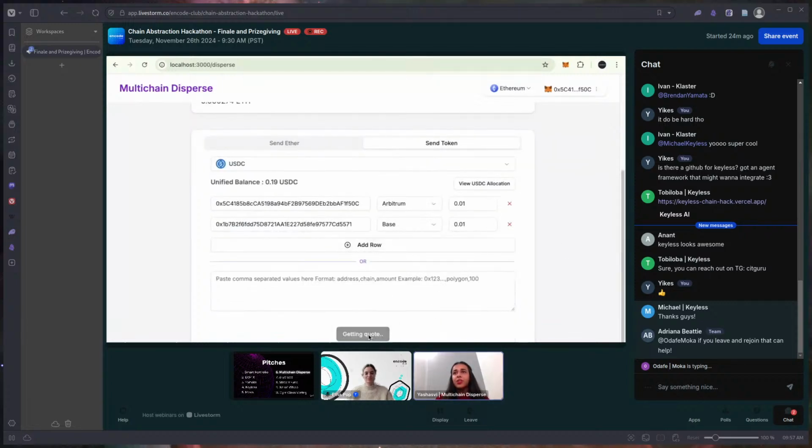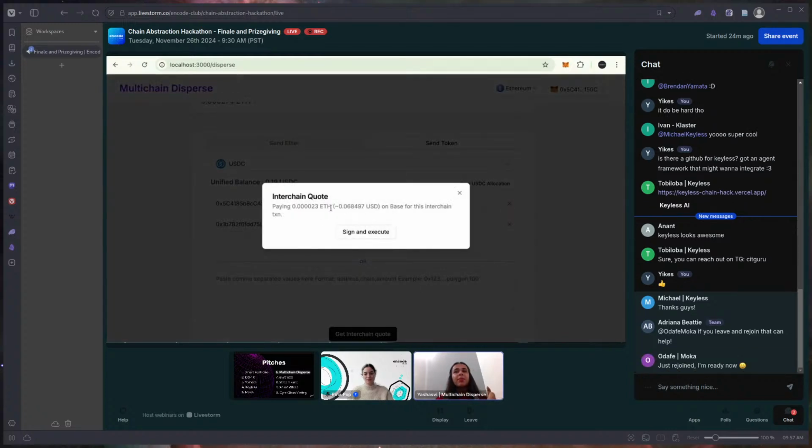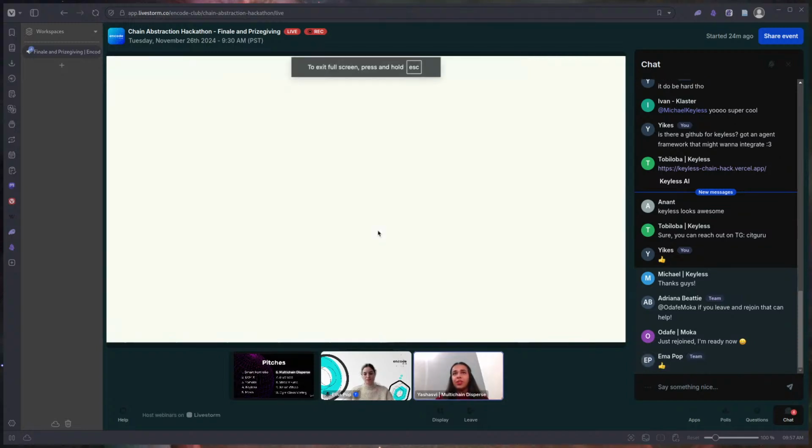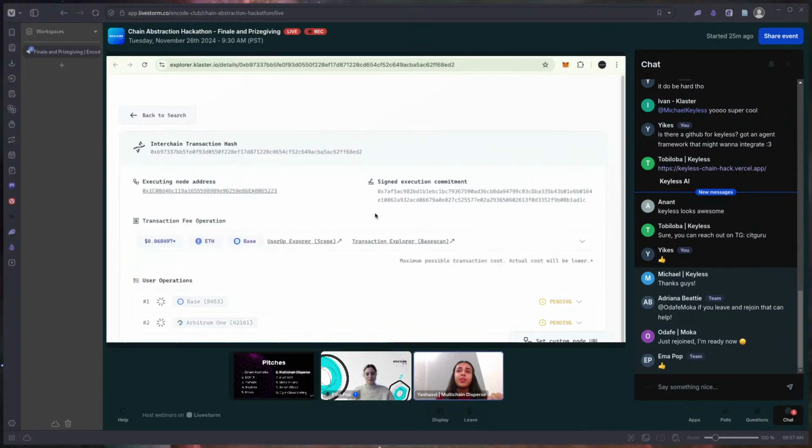Let's just get the interchain quote for this transaction. As you can see, we will be paying approximately 6 cents in ETH as gas fee on Base. Let's just sign and execute this interchain transaction. So the transaction is being executed. The transaction was successful. We can now open it on Cluster Explorer.